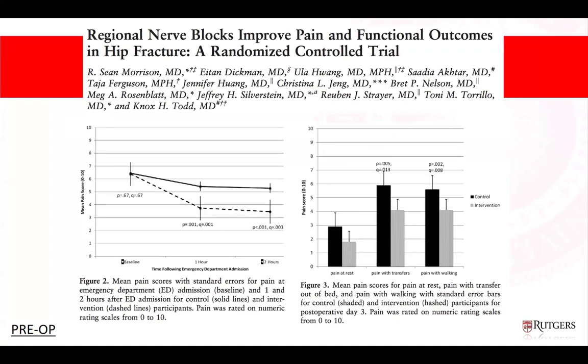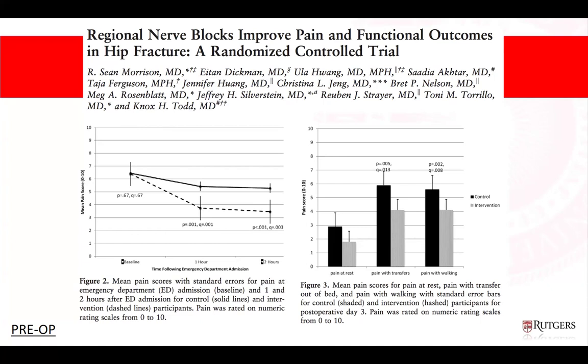This is another study analyzing the impact of regional nerve blocks on pain and functional outcomes. It was published in the Journal of American Geriatric Society in 2016. It was a randomized control trial across 3 New York medical centers. The study group received a single femoral nerve block and then a fascia iliaca block by anesthesia within 24 hours. The control group was again a standardized pain regimen.